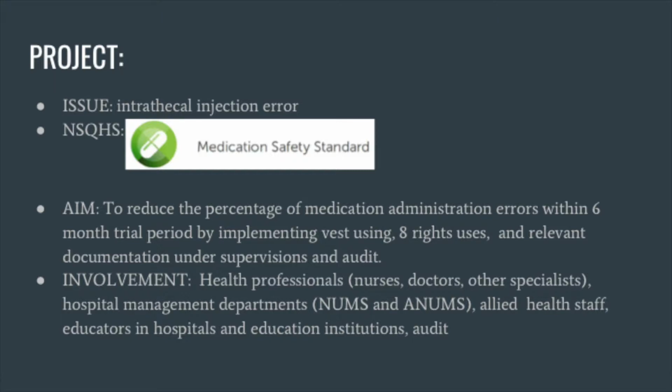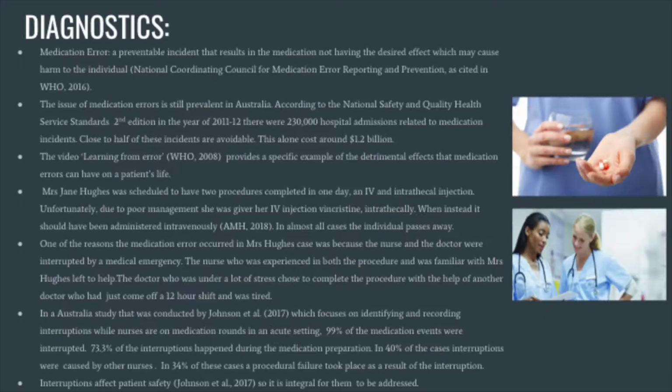A medication error can be defined as a preventable incident that results in the medication not having the desired effect, which may cause harm to the individual. The issue of medication errors is still prevalent in Australia. According to the National Safety and Quality Health Service Standards 2nd edition, in 2011-2012, there were 230 hospital admissions related to medication incidents. Close to half of these incidents are avoidable. This alone cost $1.2 billion.